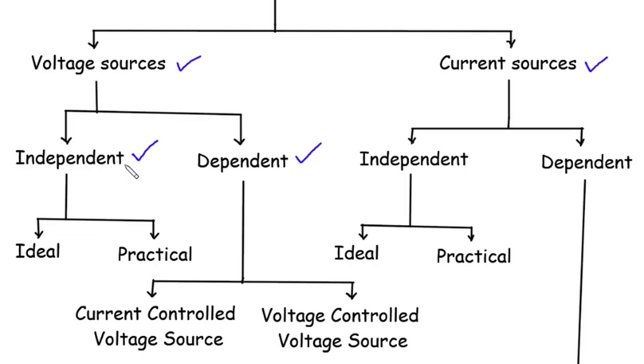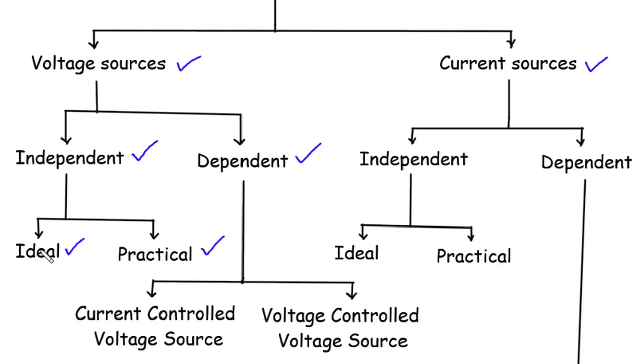Independent voltage sources are not influenced by any other element in the circuit. They are self-contained and provide a constant voltage regardless of the current flowing through them. Within the realm of independent voltage sources, we can distinguish between ideal and practical sources.